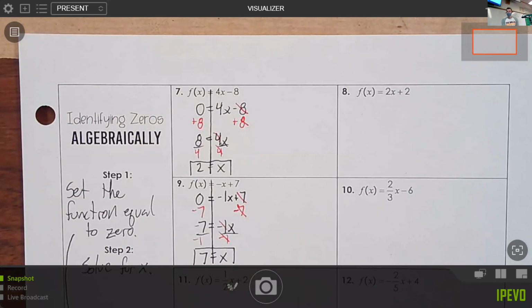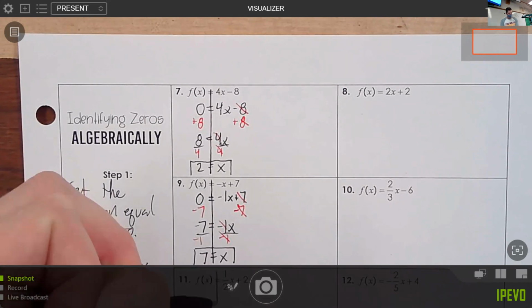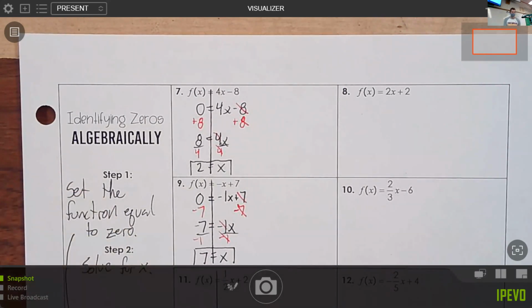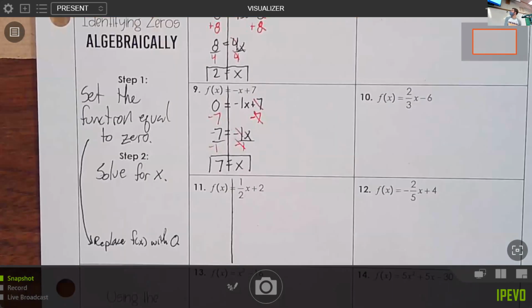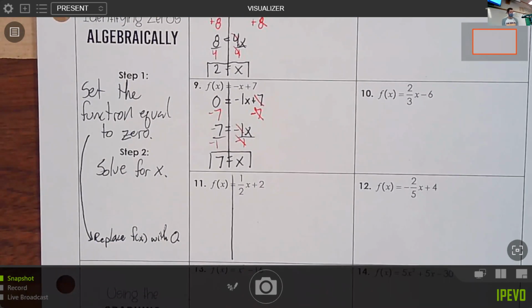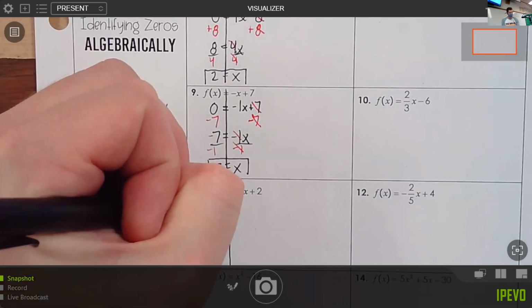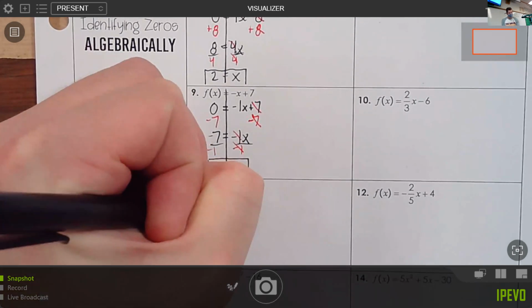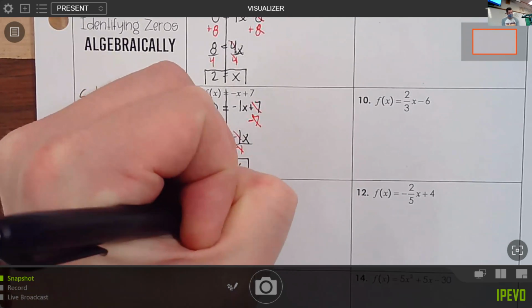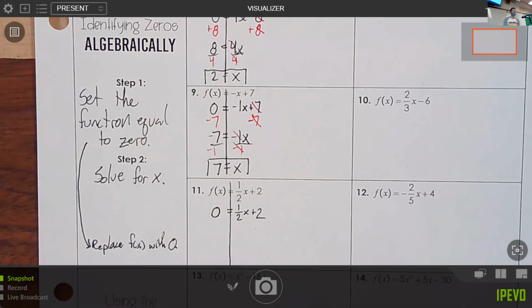For the next problem, we'll take a look at number 11. This one says f of x equals 1/2 x plus 2. So again, we are going to replace f of x with 0. Every single problem starts off the same. Replace f of x with 0, and that's going to equal 1/2 x plus 2. Now, this is also a two-step equation, just like the first two. What do we have to do first here on number 11? What's our first step?